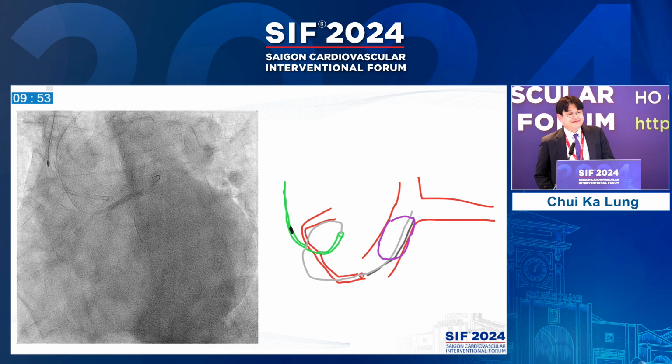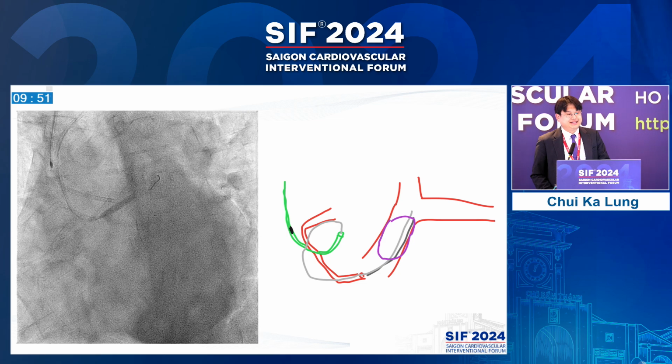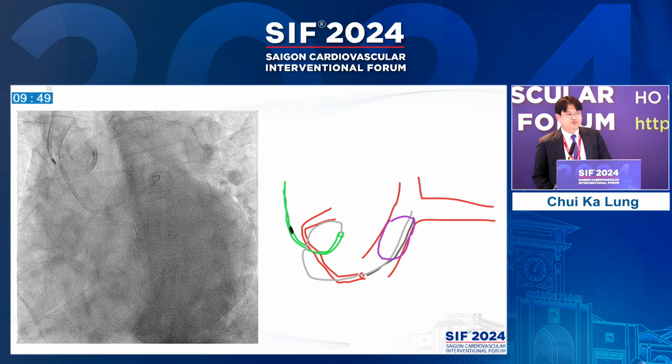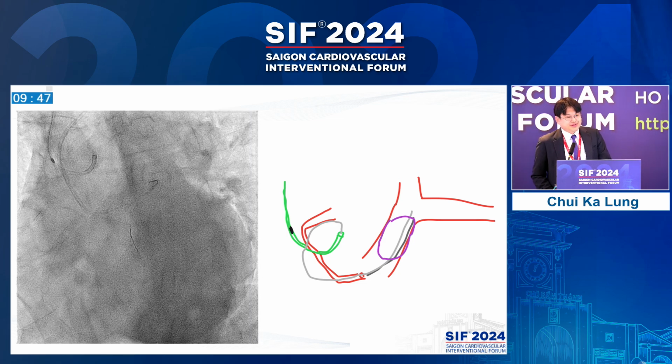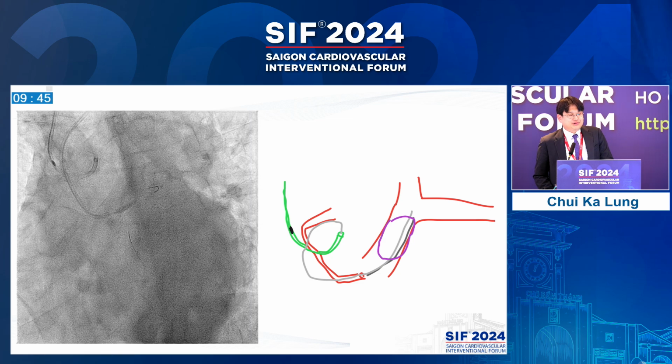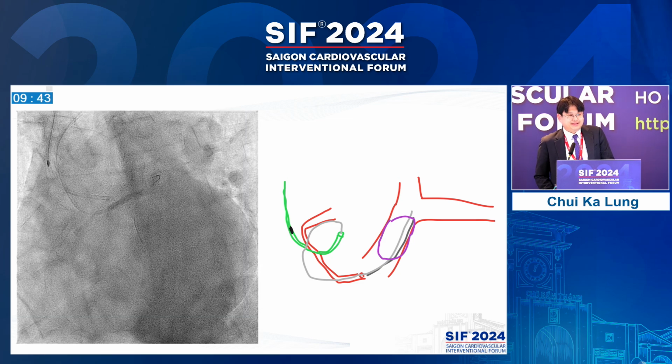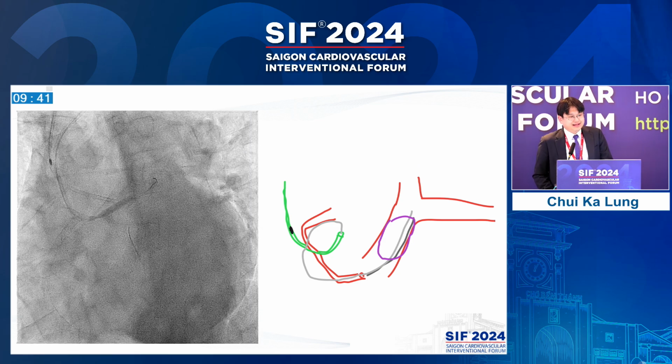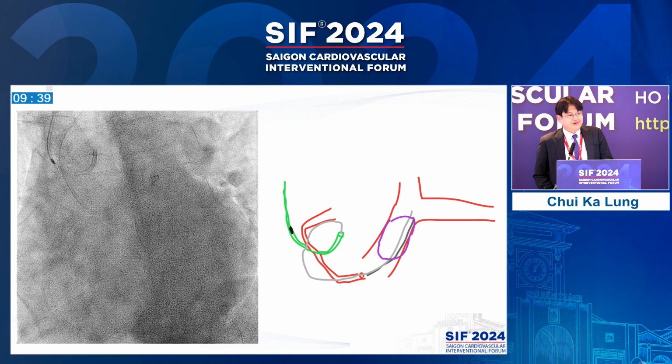So luckily, I don't have the wire in the LAD, but this is a CTO that I spent some time in wiring. I don't want to lose my wire position. So I got a JL, the EBU guiding has completed its role already. So I changed it out to a JL4 guiding.